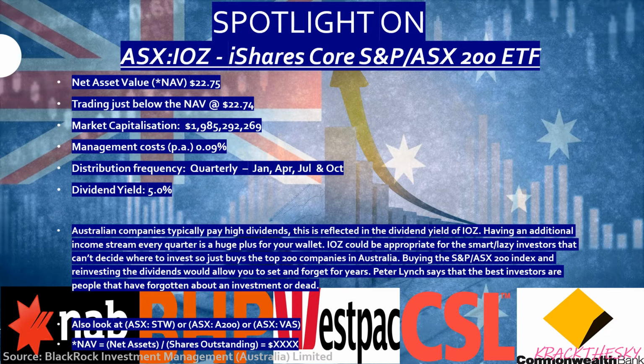So IOZ could be appropriate for the smart or lazy investors that can't decide where to invest. So you just buy the top 200 companies in Australia all at once in one trade. So buying the index and just reinvesting the dividends would allow you to pretty much set and forget for years.